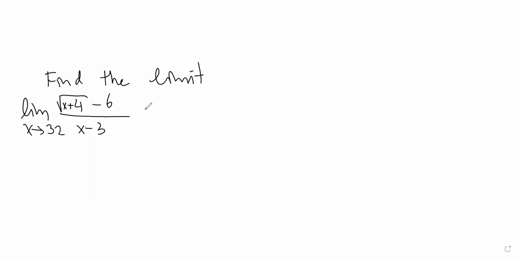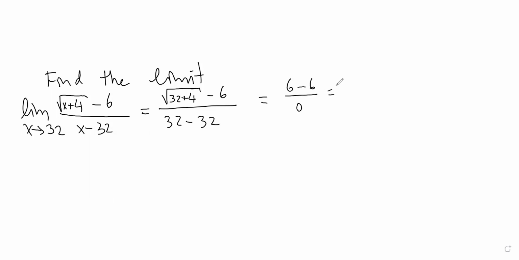So when we plug in 32, let's check if we're getting 0 over 0. Minus 6 over... oh, this was 32. So that's 32 minus 32. The top here is going to be the square root of 36, which is 6, minus 6, over 0, and that's 0 over 0.